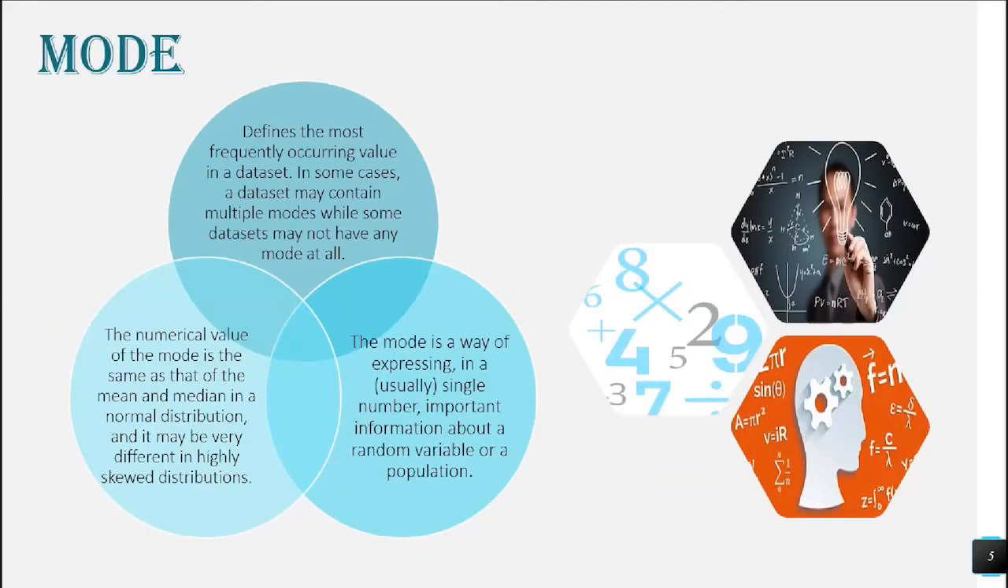So the next one is mode. Mode is defined as the most frequently occurring value in a data set. In some cases, a data set may contain multiple modes, while some data sets may not have any mode at all. The numerical value of the mode is the same as that of the mean and median in a normal distribution, and it may be very different in a highly skewed distribution. The mode is a way of expressing, in a usually single number, important information about a random variable or a population.